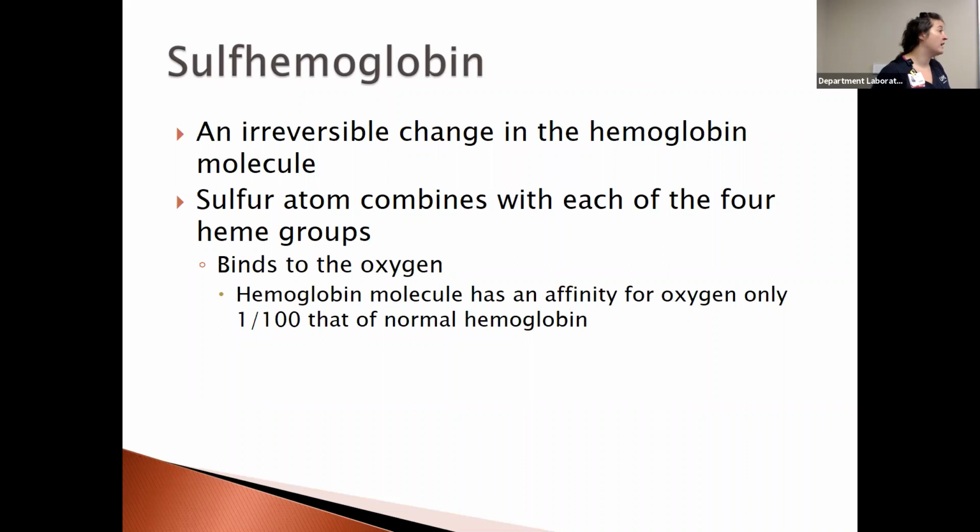And then again, your patient's going to have cyanosis. They'll have very extreme bluish coloration in their extremities. Their skin might even have a bluish tinge to it. I mean, that's just due to the lack of oxygen.